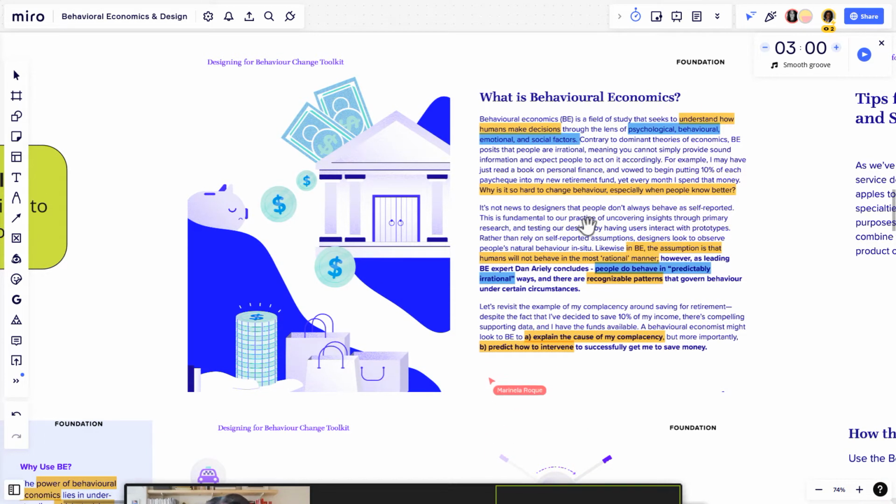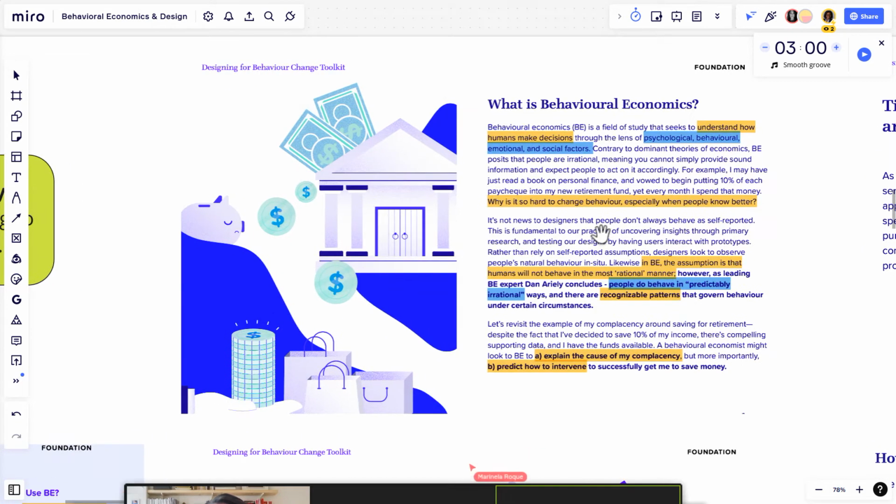So again, behavioral economics tries to understand people's behavior from a psychological, behavioral, emotional, and social point of view. This field of science runs under the assumption that humans will not necessarily behave in the most rational manner. So that means that it may be difficult to predict. However, people have patterns of behavior, and this irrationality can be seen across people, across cultures, across situations, and that helps scientists to create patterns, principles, as we will see today.